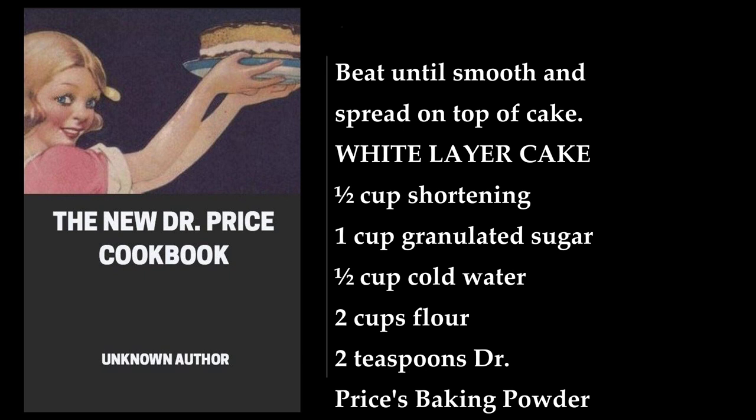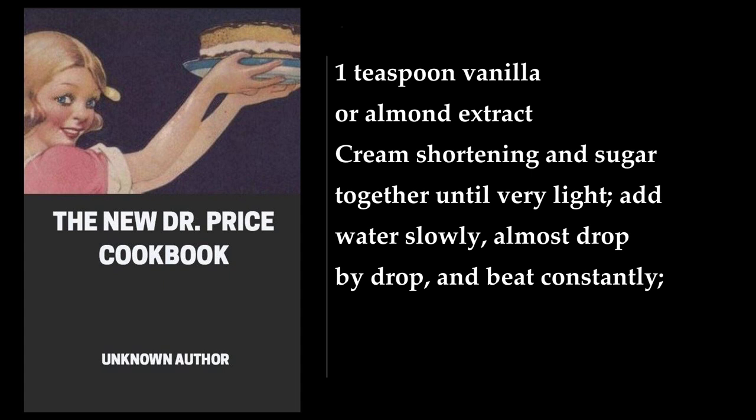White layer cake. 1/2 cup shortening. 1 cup granulated sugar. 1/2 cup cold water. 2 cups flour. 2 teaspoons double-acting baking powder. Whites of 3 eggs. 1 teaspoon vanilla or almond extract.